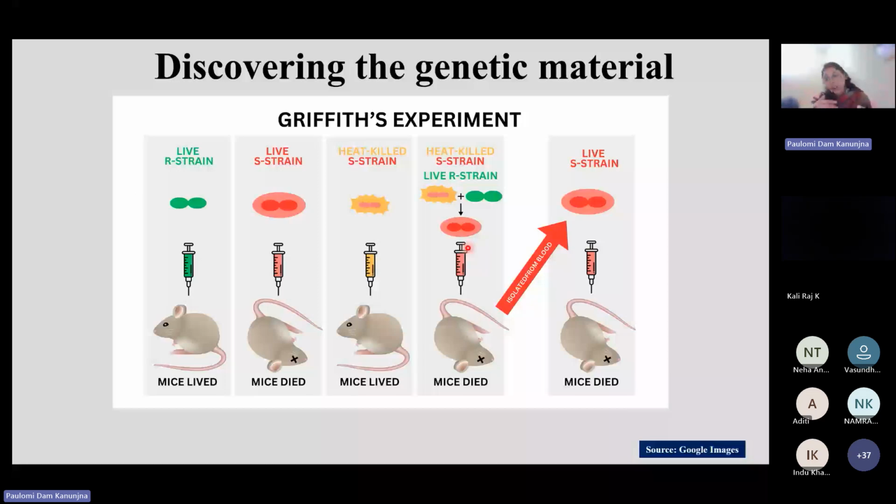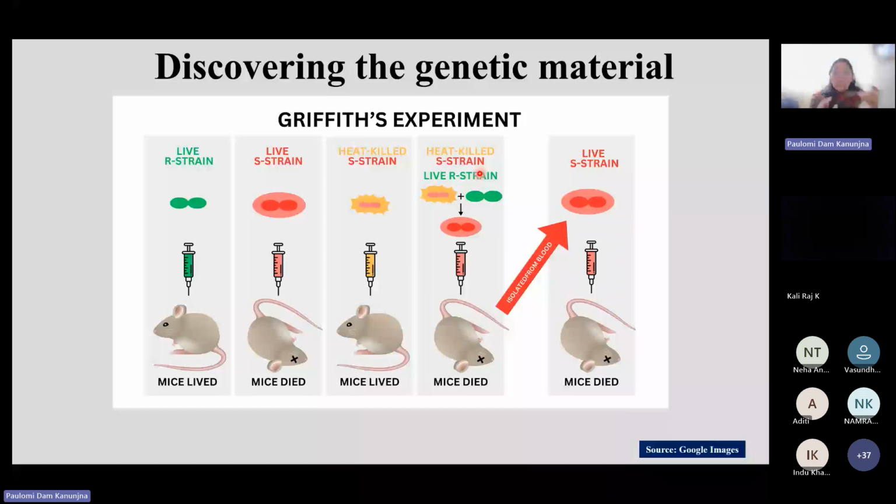And what he also did was he isolated the blood from it, just the blood, and then injected it in mice, and the mice also died. So something is happening: the moment you put heat-killed strain, which is otherwise not killing the mice, together with live strain, the mice are dying.